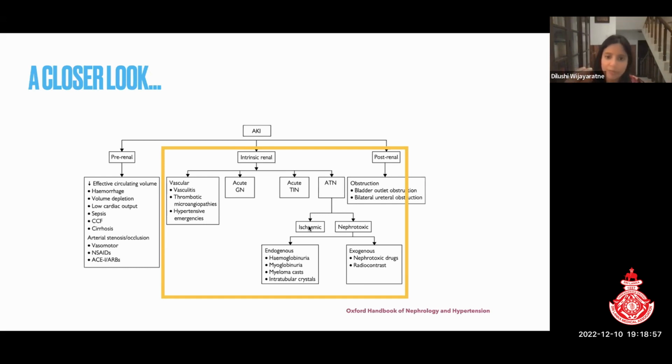So it could be from red cells, which are lysing, hemoglobinuria, or myoglobinuria. Myeloma casts can cause interstitial nephritis. So though they put it under ATN here, it's more of an interstitial nephritis. And also crystals. So for example, certain drugs can cause crystal deposition in the kidney, which can be nephrotoxic. And then there are nephrotoxic exogenous agents. So for example, contrast and drugs, like I mentioned, aminoglycoside.